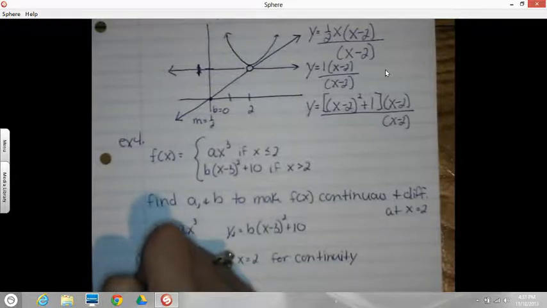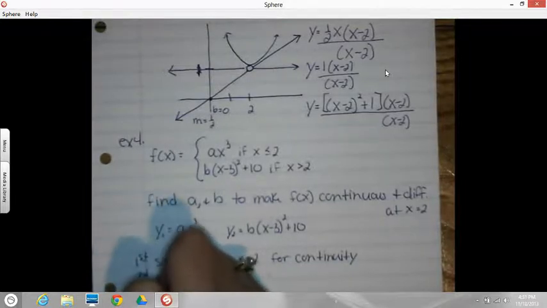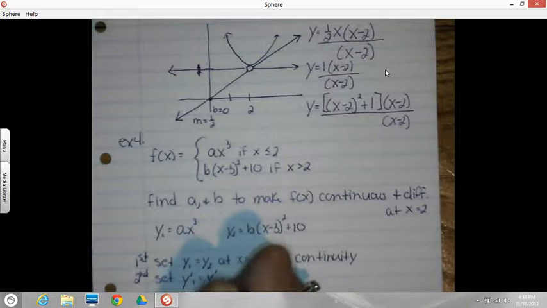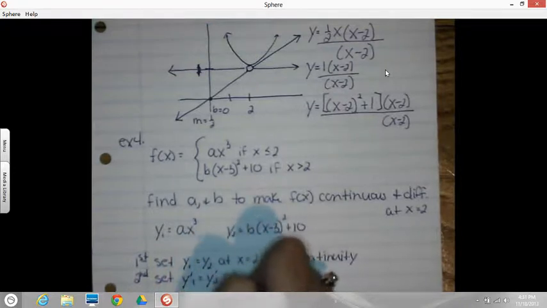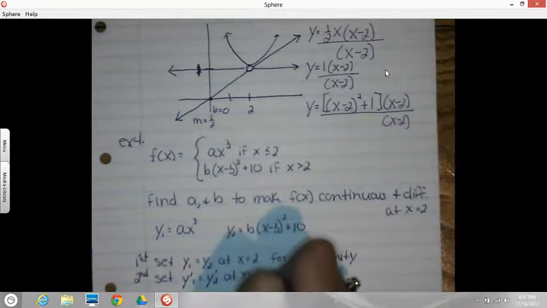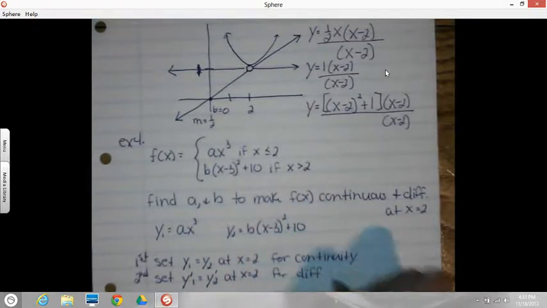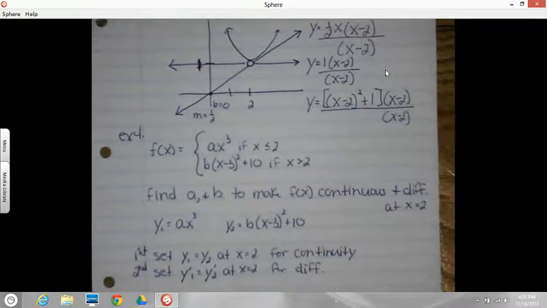Then you're going to set the derivatives equal at x equals 2 for differentiable. Okay, so here we go.